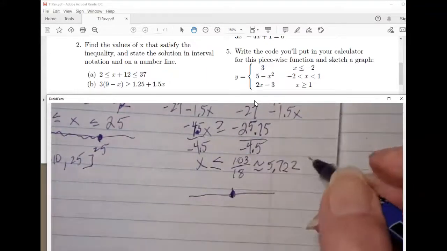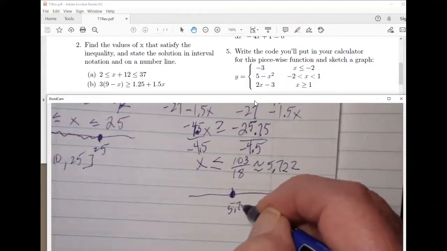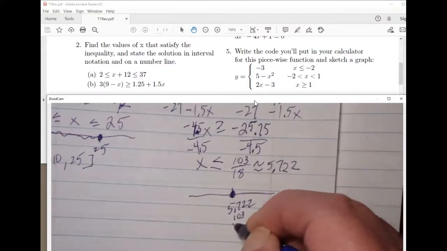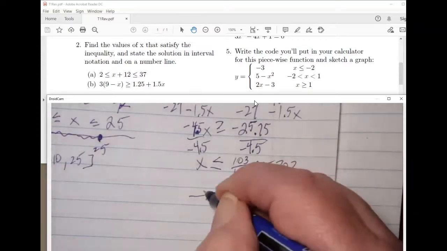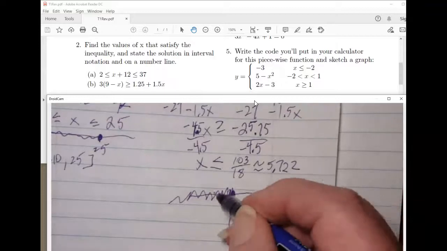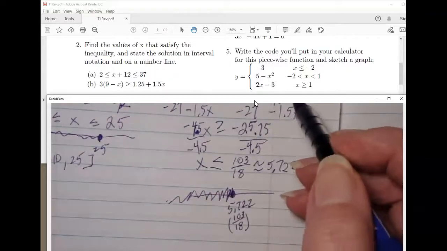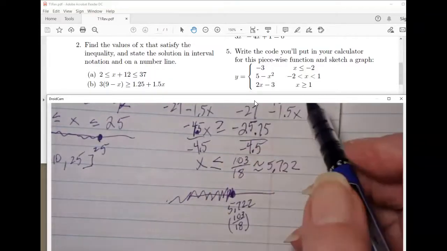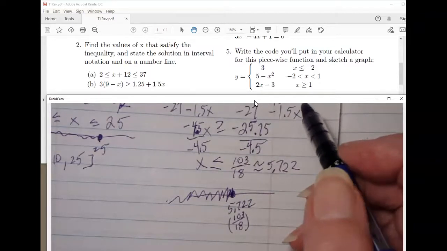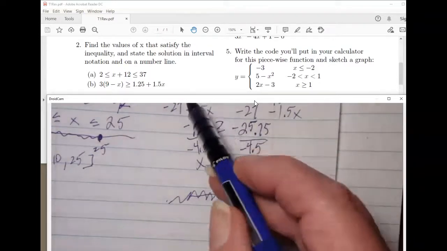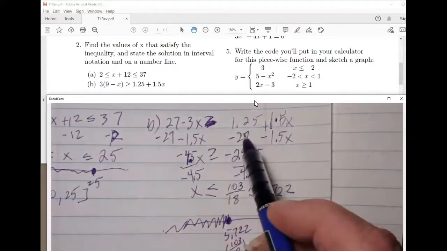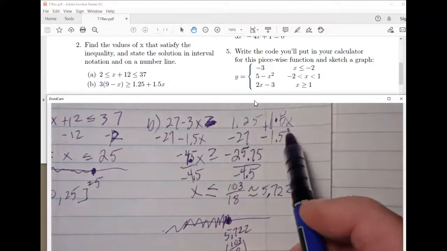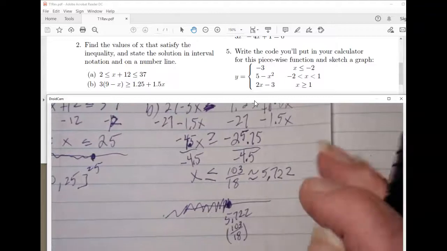So on a number line, closed circle because it's less than or equal to, this is 5.722 or 103/18, either one, and I'll want to shade back behind. So all the numbers back here are numbers that if I put them in the original inequality would give me a true statement. So for instance, 0 is back here, so if I put 27 minus 0 in the original, that gives me 27 is greater than or equal to 1.25 plus 0. So that's a true statement. So I'm feeling pretty good about this being my correct answer.